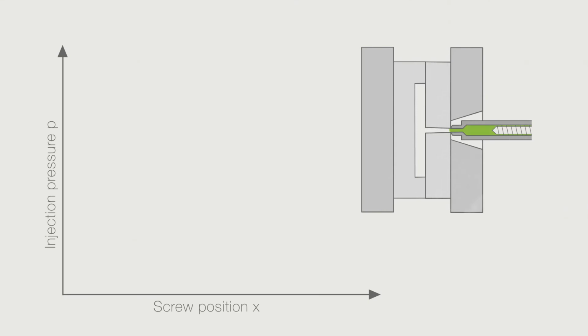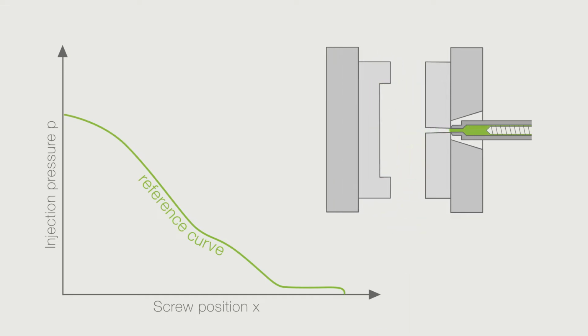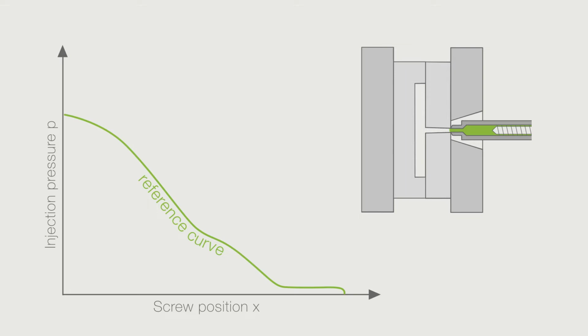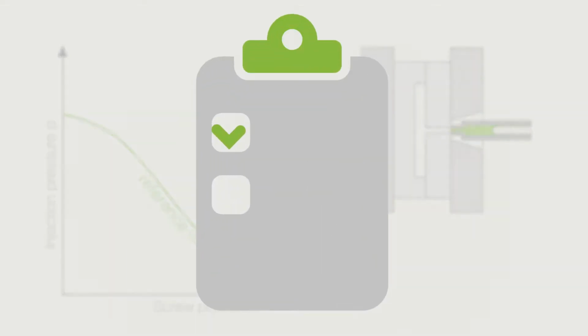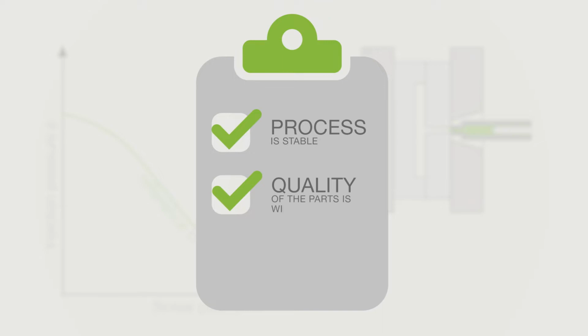The program records the injection pressure as a function of the screw position and compares the pressure curve from the current cycle in real time with a previously recorded reference curve. The machine operator can decide for himself when the reference curve is determined. For the best possible results, the following 2 points must be given at the time of referencing. First, the process must be stable. Second, the quality of the parts produced must be within tolerance.